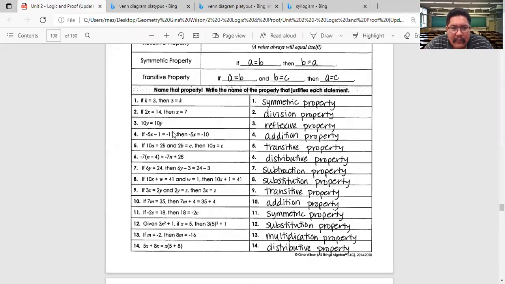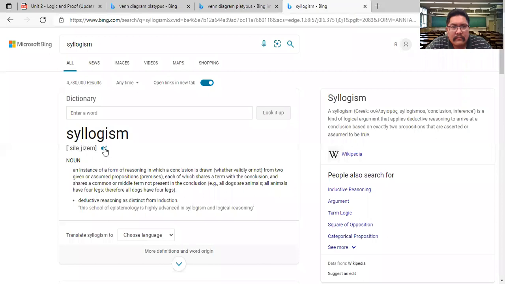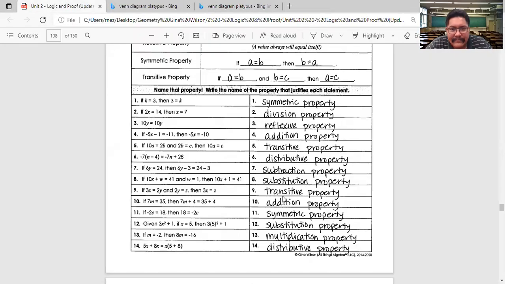Now some of these are, again, pretty long, kind of like this one here. So if 10a is equal to 2b, and 2b is equal to c, then 10a equals c. So again, it's just like one of those syllogisms. Syllogism, syllogism, syllogism. Okay, enough of that.